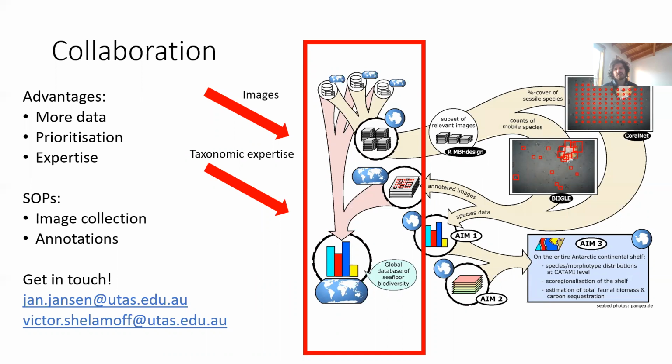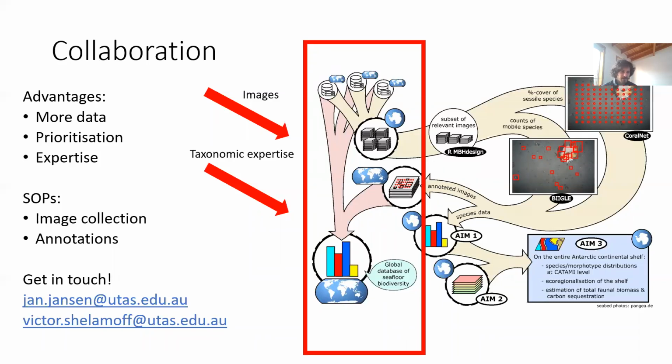So the point I want to end on, I guess, is that this project is all about collaboration. We're relying on researchers from across the world to contribute their images, and we would encourage anyone who has images that they think might be useful to get in touch. I also want to make a shout out to anyone with any taxonomic expertise to get in touch and help with the fine tuning of our image libraries and contribute in that way.